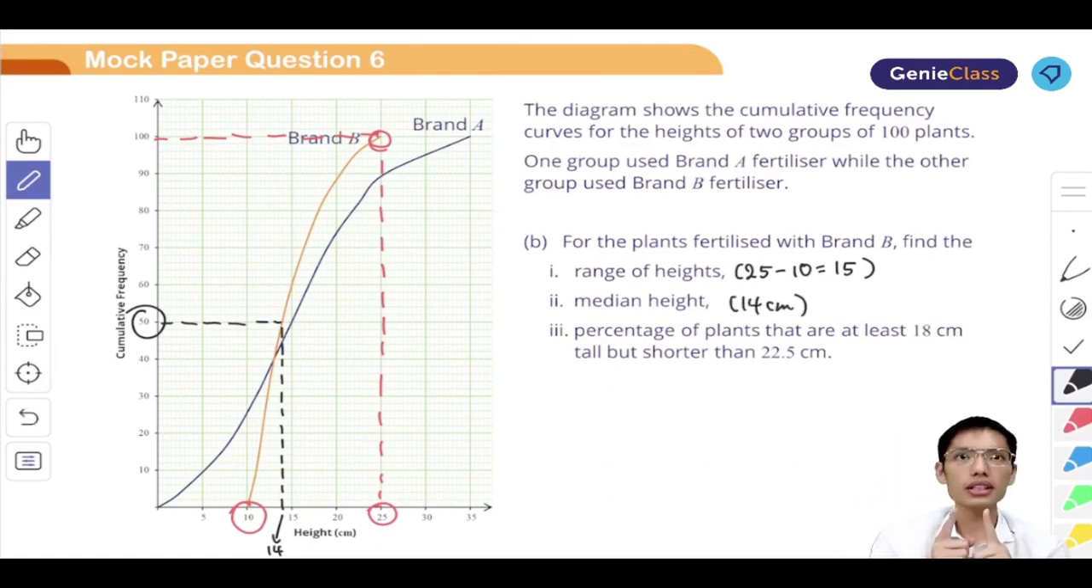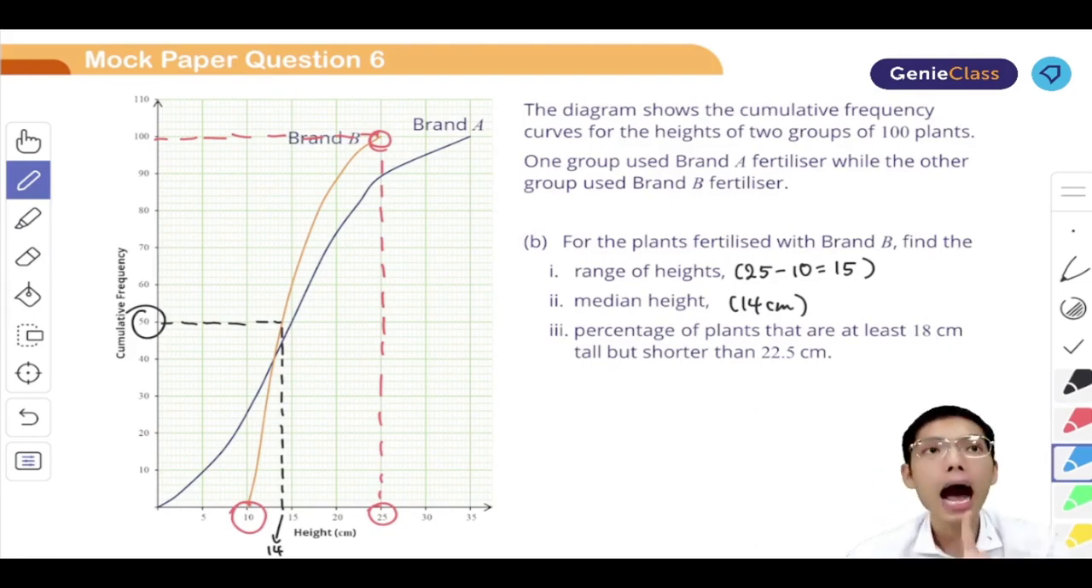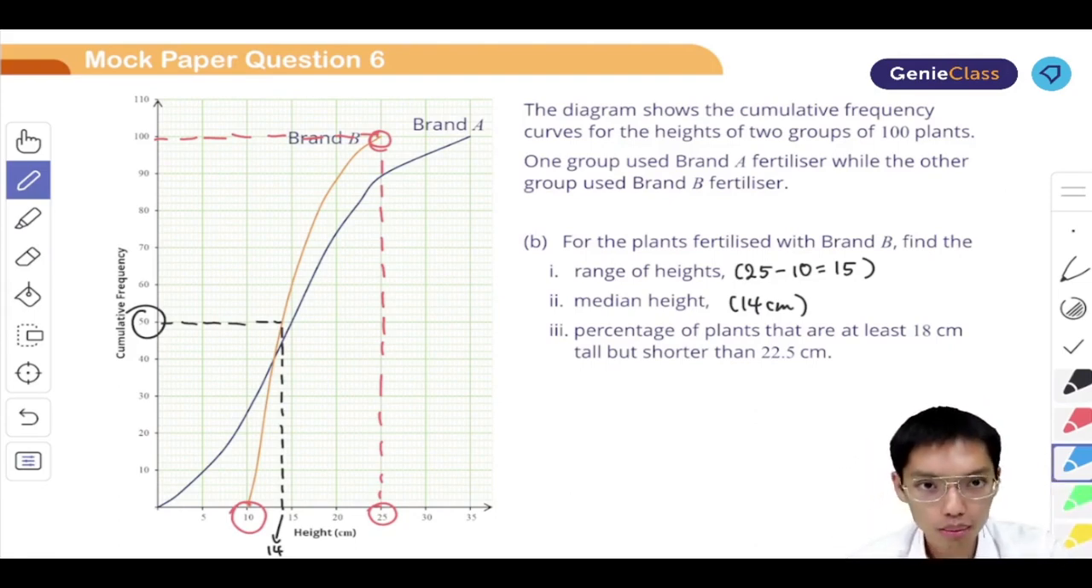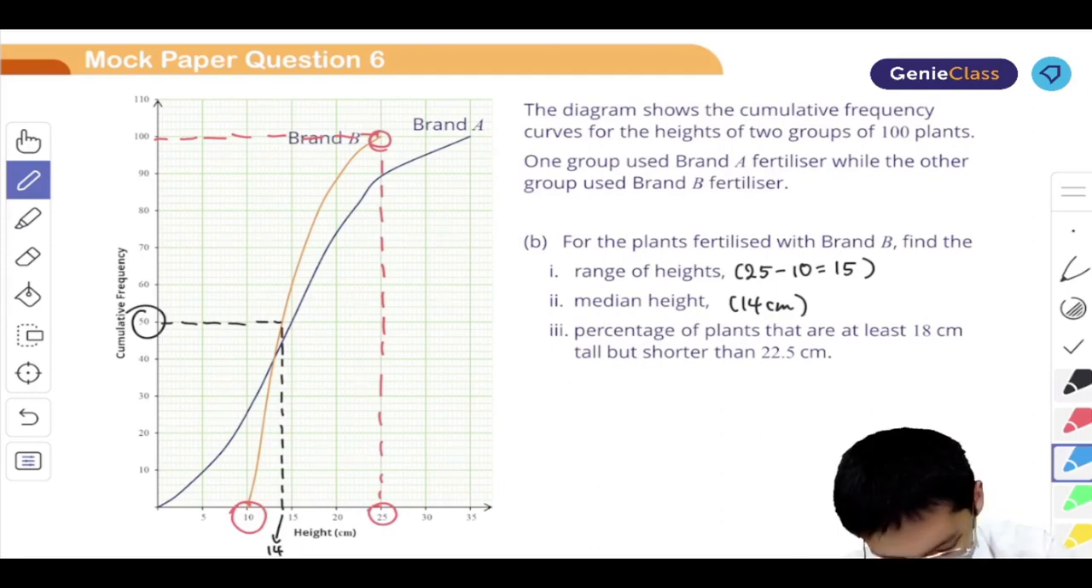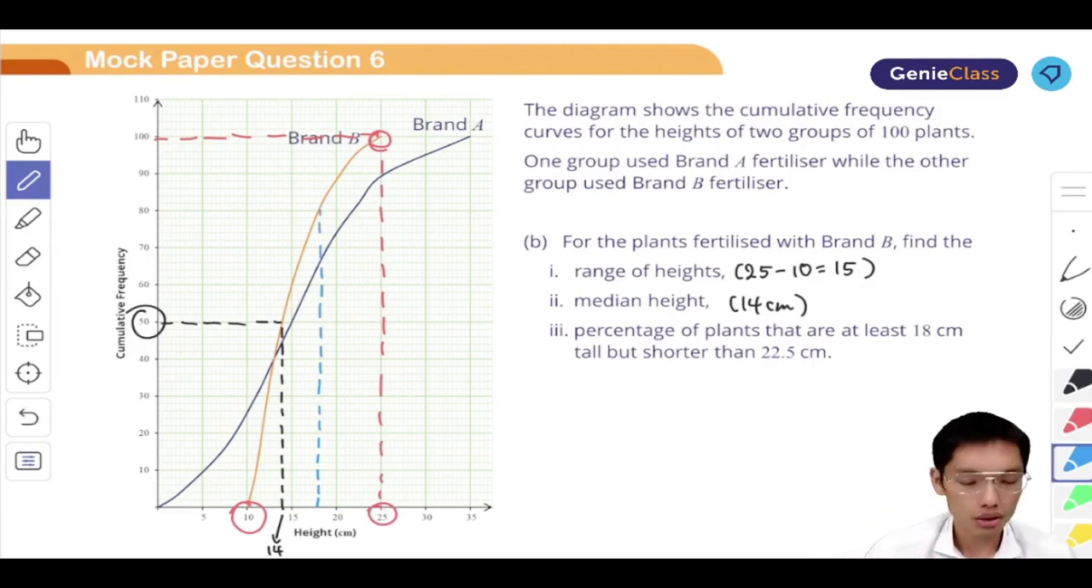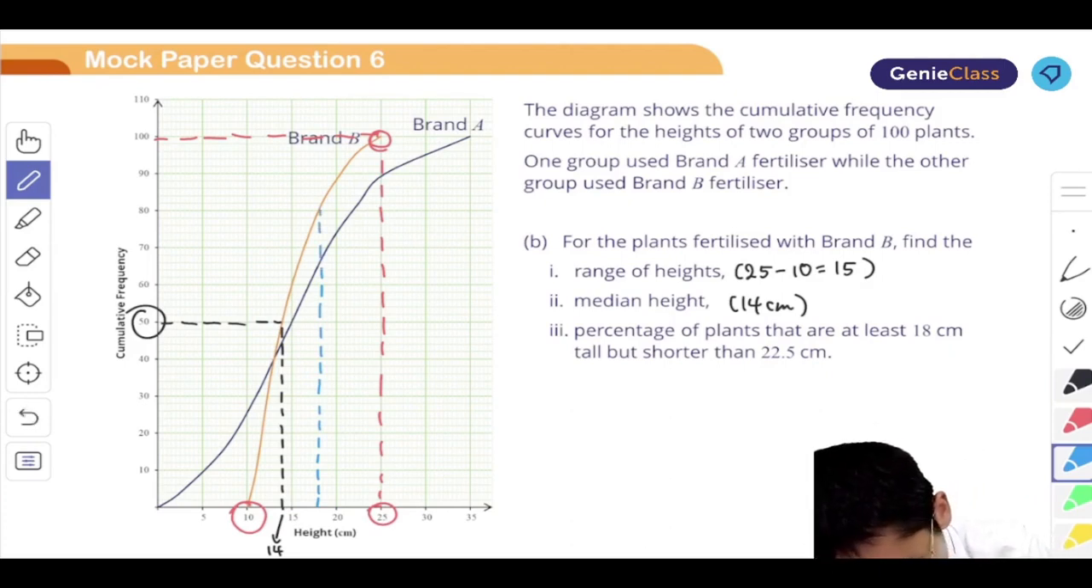Now, percentage over here, you have to trace it very carefully. More than 18, at least 18, shorter than 22.5 cm. So that's where you have to trace upwards in this case. So let's look at it. 18, it's somewhere around here. So 19, 18 is somewhere around here. So just be careful in terms of tracing up over here as such. Just be careful. And then realize when you trace it up, it's going to be at around 80.